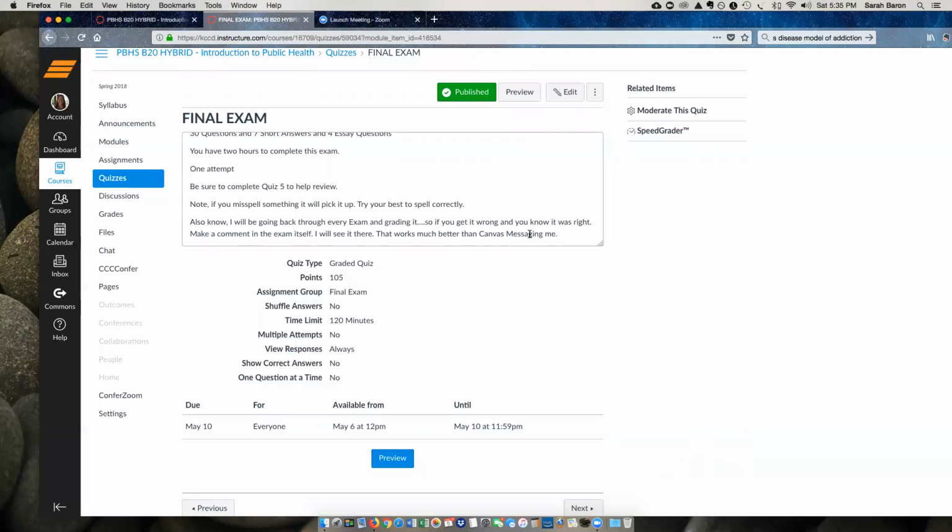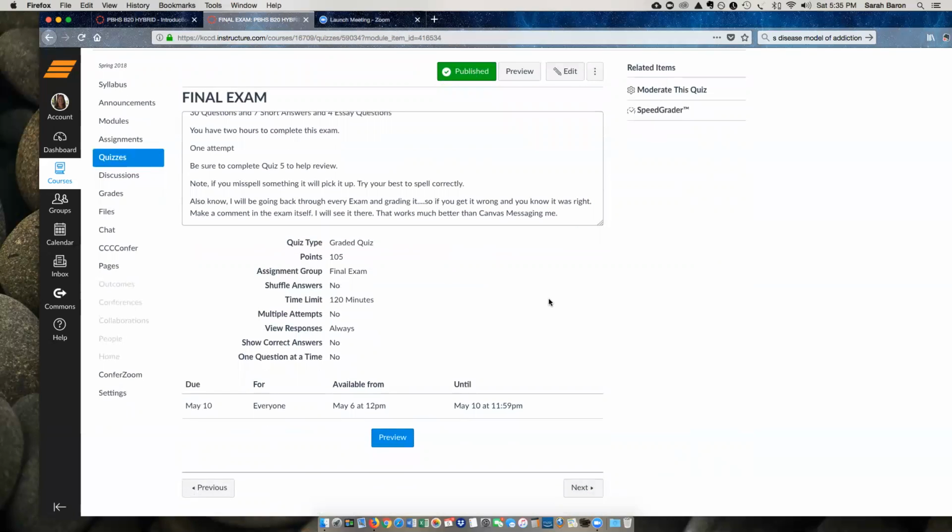That works much better than Canvas messaging me. So put a comment in there if you want me to take a look at it, and say, can you take a look at this question closer? You can see that off to the side in the comments. Okay, 120 minutes. You're going to see everything all at once. The questions are not going to be one question at a time, so you can skip ahead to the short answers and to the essay questions.